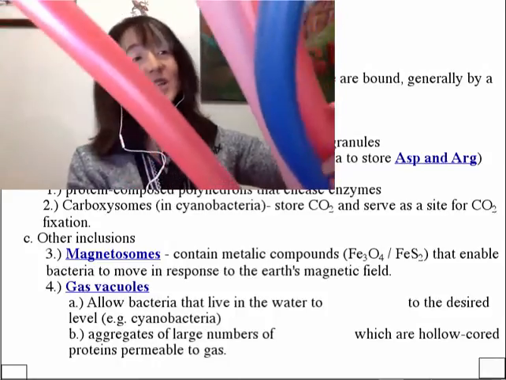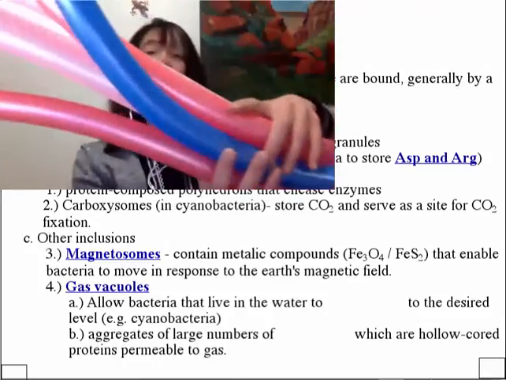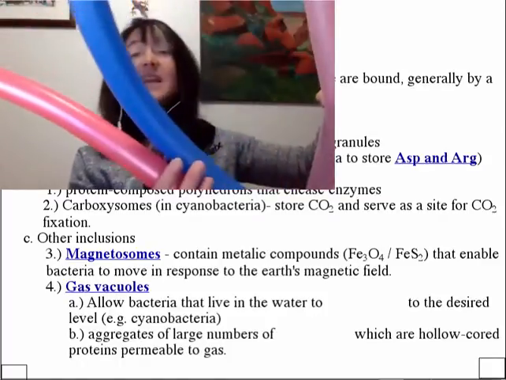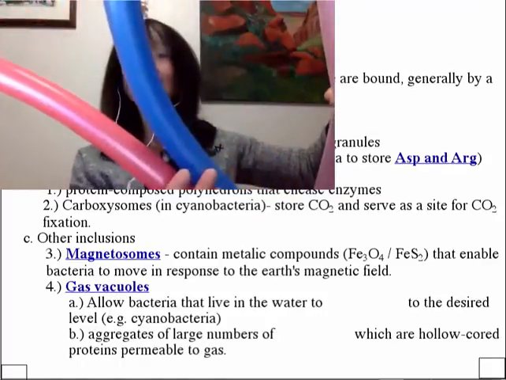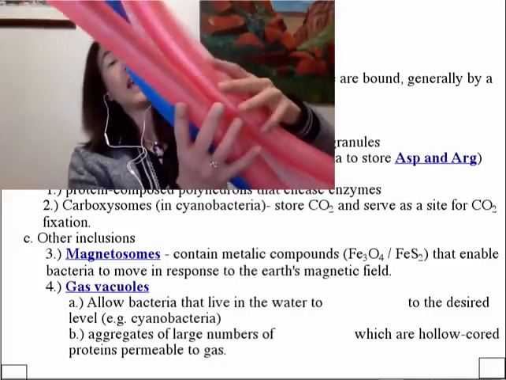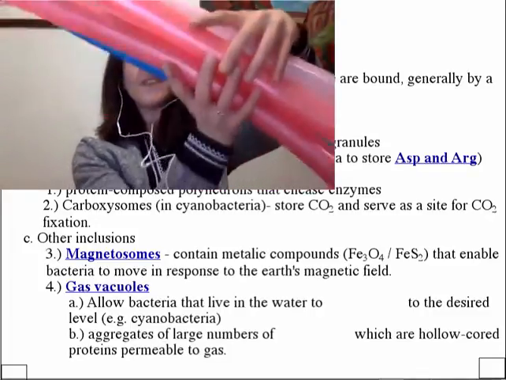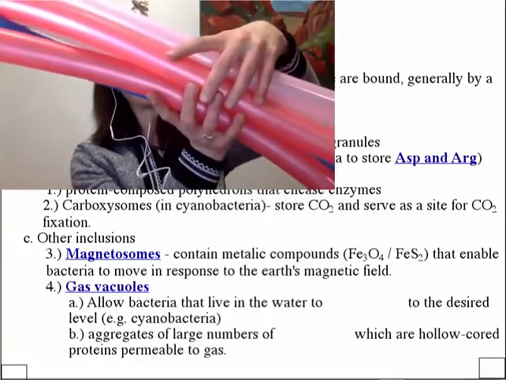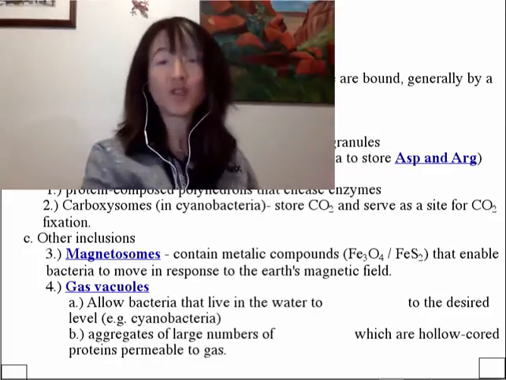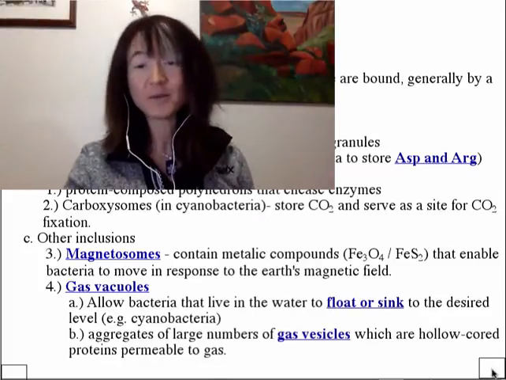Now, it's really interesting to note that these gas vesicles, so if you took the red balloon and the blue balloon, each one of these is an individual gas vesicle. But if we put them all together with the pink balloons and we have this conglomerate, this whole thing together is called a gas vacuole. So gas vacuoles are aggregates of large numbers of gas vesicles.